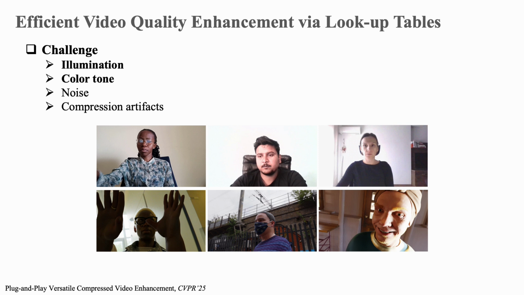But based on the above analysis, we don't aim to solve all these degradations at one time. Instead, we aim to solve the most obvious problem, for example, the illumination and color tones, which simplifies the whole problem into a retouching task. And we finally adopt the lookup tables for this task.